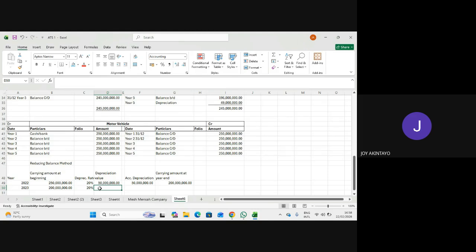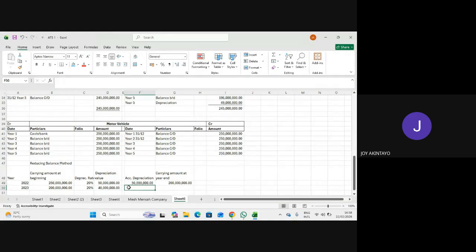40 million. Then accumulated depreciation will now be addition of this and this. Are we together? Addition of your current depreciation for the year and your accumulated depreciation.